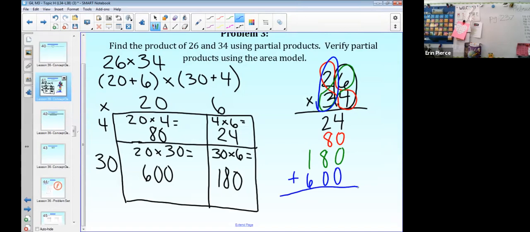All right, let's record our answer. 4 plus 0. 4. Okay, this one's a little bit more. 8 plus 8 plus 2. 18. 18. 8 plus 8 is 16 plus 2 more, 18. 1 plus 1 plus 6. 8. All right, we have 884.